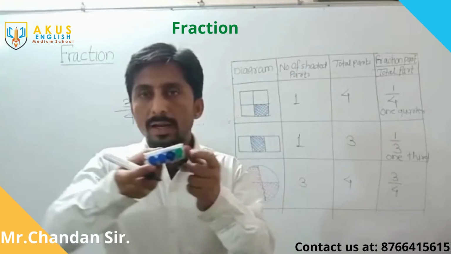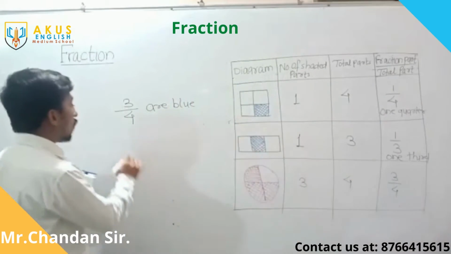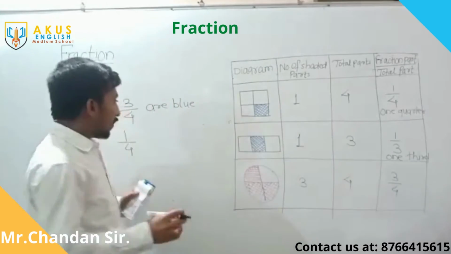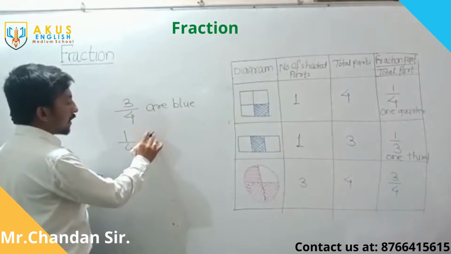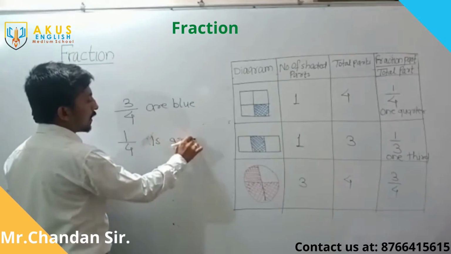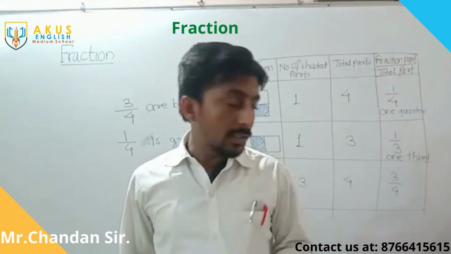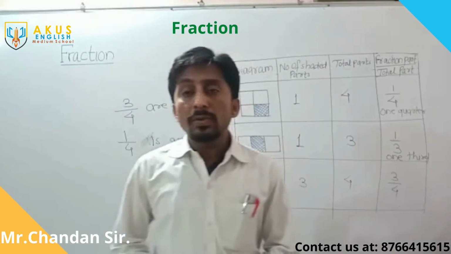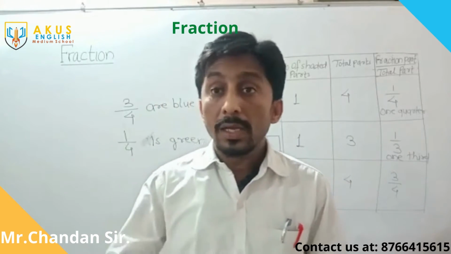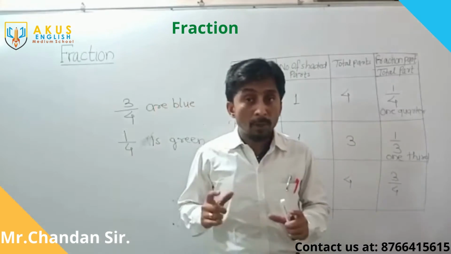And here 1 is green. So how will I write it in fraction form? 1/4. It means out of 4, 1/4 is green. So I hope you understood the fraction. And now there are types of fraction: proper fraction, improper fraction, and mixed fraction. So let's see proper fraction.